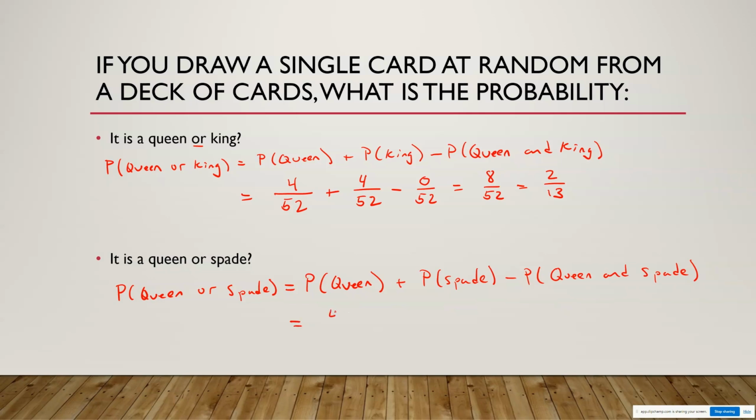Well, look how many queens are in a deck. 4. How many spades are there? 13. Now, here's the thing. If you didn't include this last part here, there are 4 queens, including the queen of spades. There's 13 spades, including this queen of spades. So you would have double counted the queen of spades. So now how many cards are both a queen and a spade? Just 1, the queen of spades. So minus 1 over 52. So 4 plus 13 is 17 minus 1. That gets me 16 out of 52. Or this would simplify to 4 out of 13.